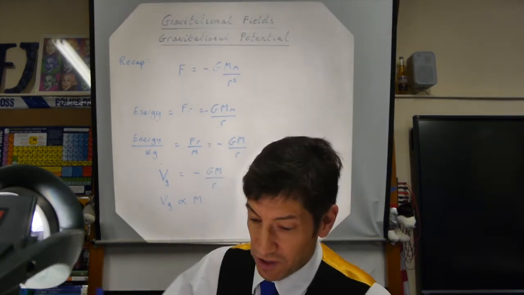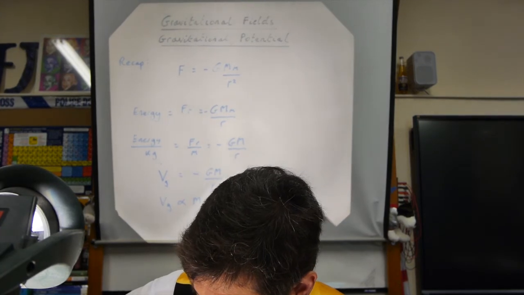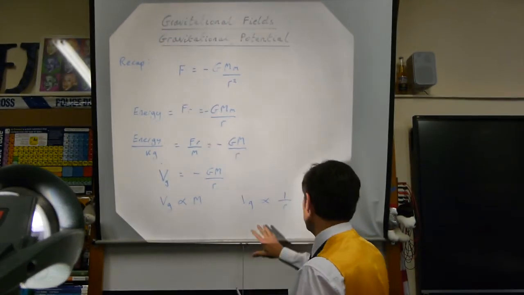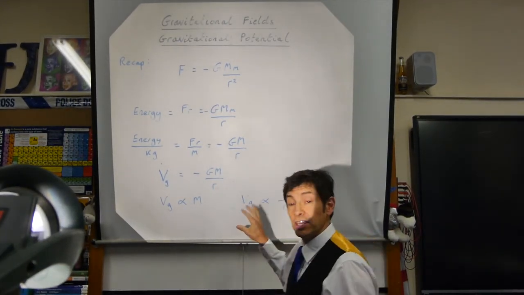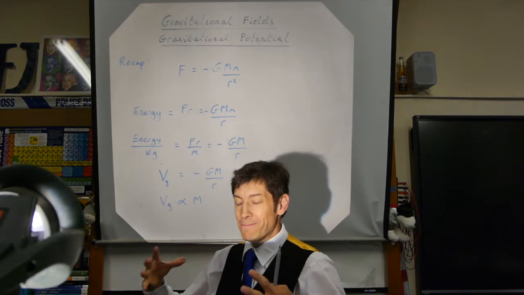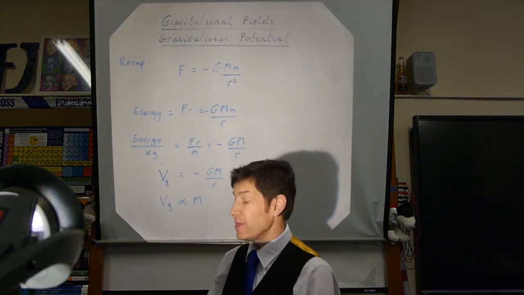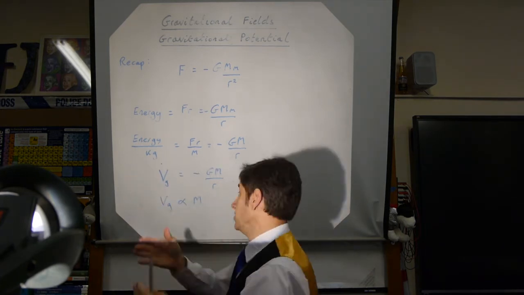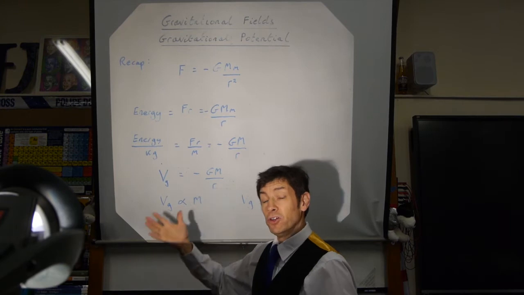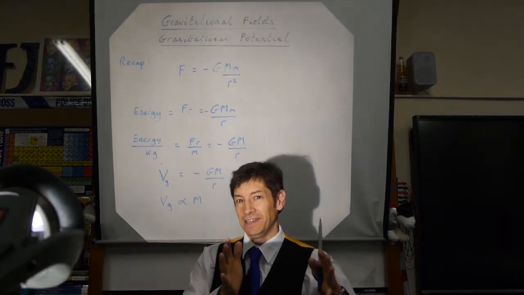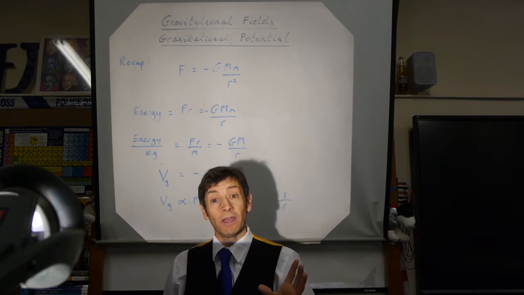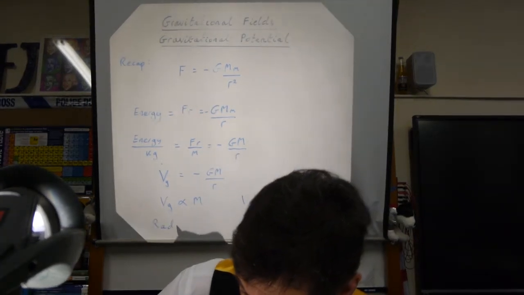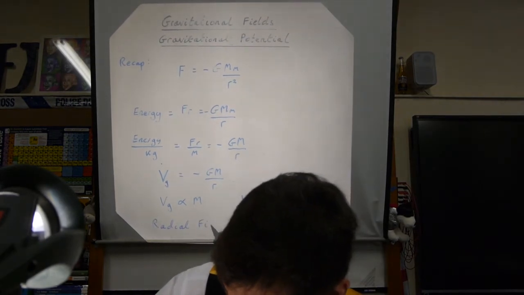You'll also notice that Vg is proportional to 1 over r. So that's really important, because what that means is that as we back off from the mass that we consider to be doing the attracting, as the separation between them becomes bigger, the change in energy as we move further and further away becomes less and less and less. And I'll just remind you about why that is. That is because of the radial nature of the field.